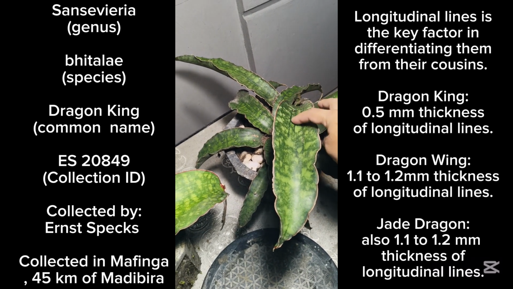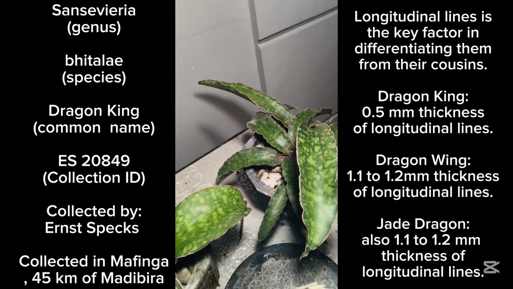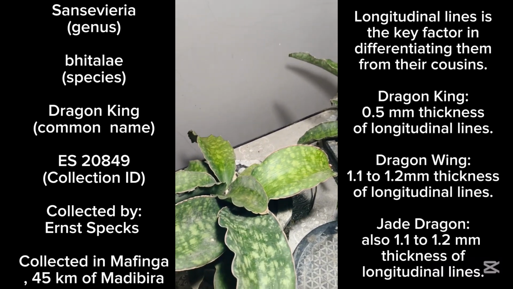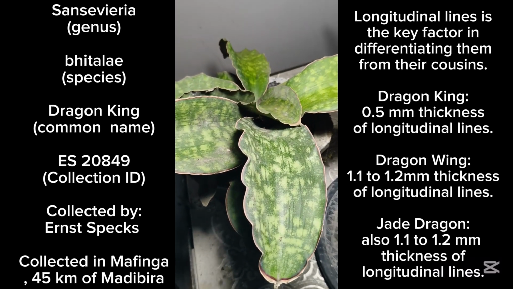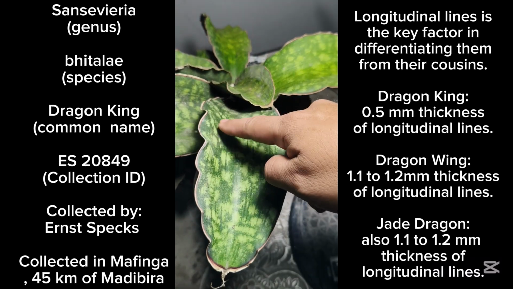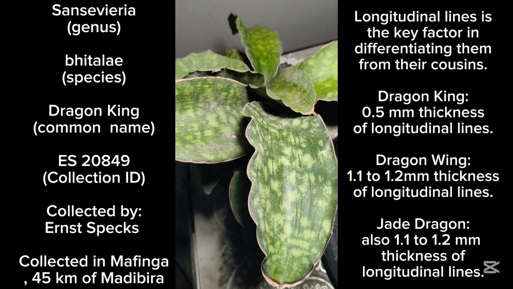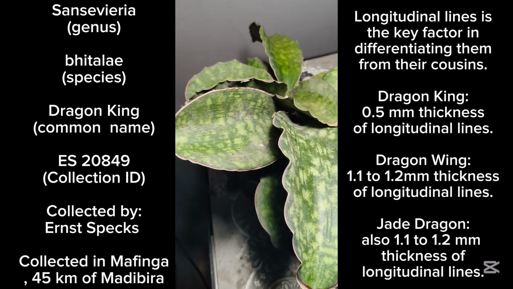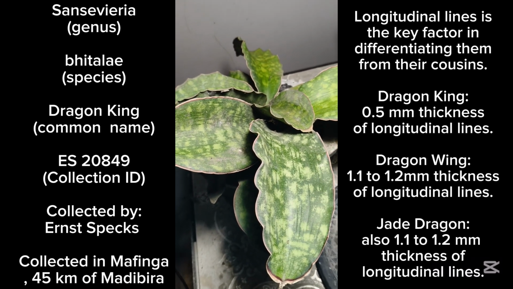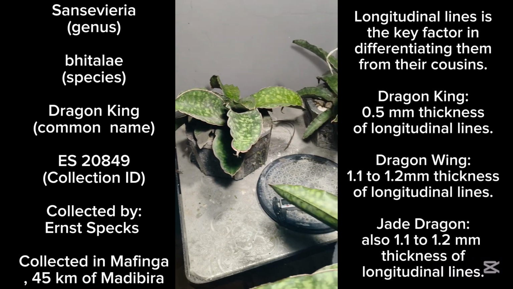I'm counting 1, 2, 3, 4, 5 longitudinal lines in one leaf on average. Some others maybe 10, 12, but they can be counted easily. For Dragon Wing, you can hardly count them just by seeing. It's probably more than 10 on this leaf. They have equal thickness, but you can't count the number of longitudinal lines. They're broken, and there are so many in one leaf. So that is the difference between Jade Dragon and Dragon Wing.